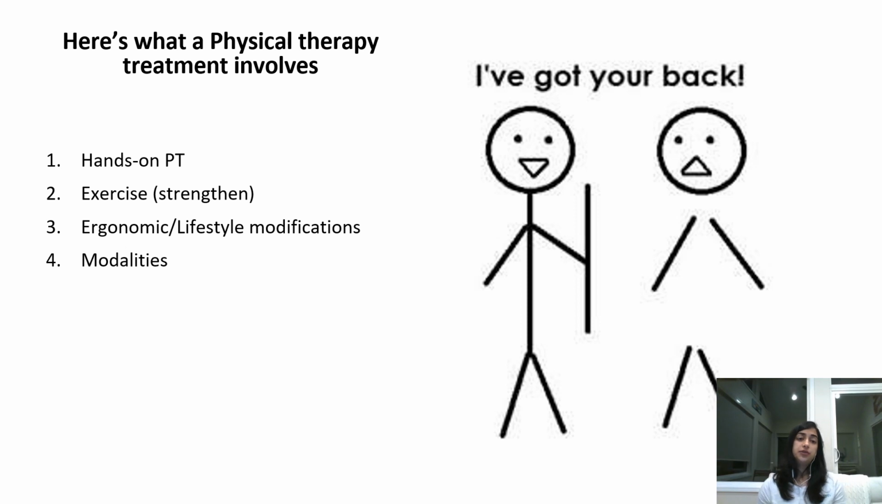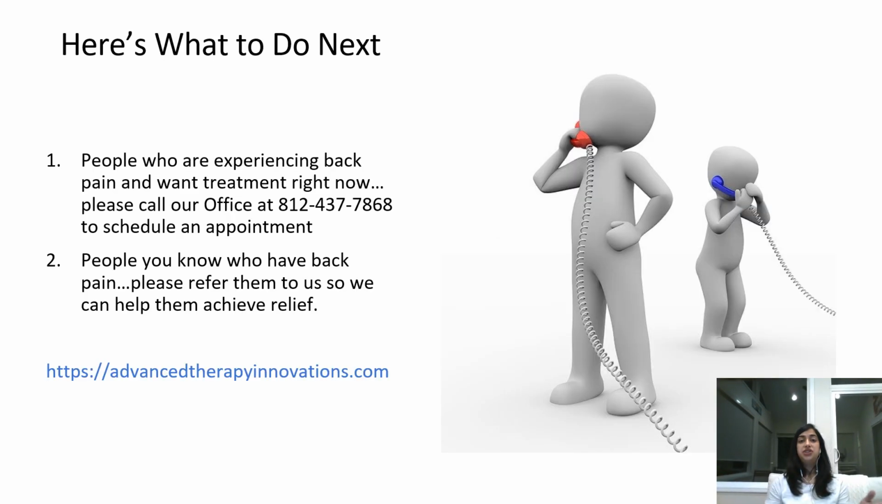So a successful PT treatment will have other components to it, like hands-on joint mobilizations, muscle energy techniques, some soft tissue release techniques. It will also include core strengthening so you don't get in this position to begin with. They will also suggest some ergonomic and lifestyle modifications and modalities like heat, ice, TENS, depending on your pain levels. So I hope this really gives you a good idea as to what you can do to help yourself.